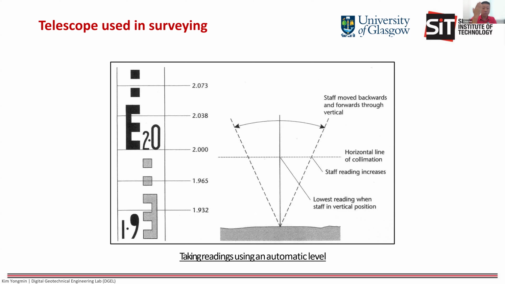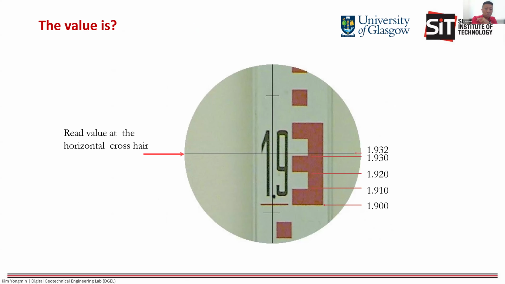Of course, if you don't keep the staff vertical, or shift to the left hand side or tilt to the right hand side, the surveyor who is watching through the telescope will straight away tell you it's not straight, and that the reading cannot be read accurately. Okay, so this is one of the sides of the level that you can see.